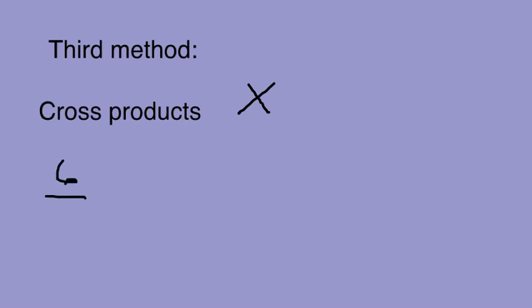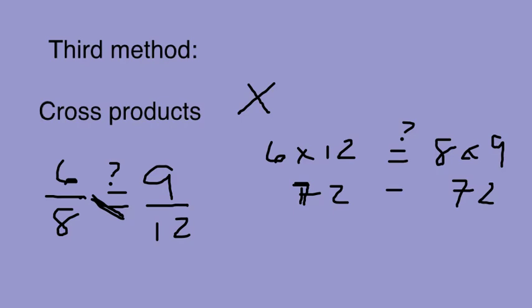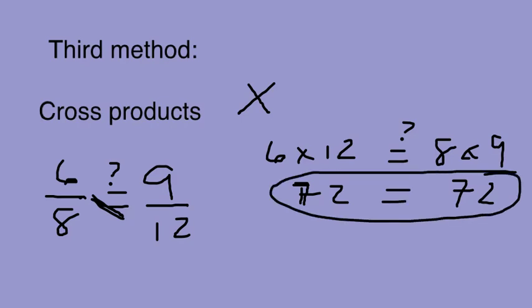We have 6/8, and we want to know if that's equal to 9/12. Well, I'm going to multiply 6 times 12, and I'm going to get 72. So 6 times 12 is 72. And then I'm going to multiply 8 times 9, and it is also equal to 72. So if these two numbers are equal to each other, then yes, you have a proportional set of ratios, or the ratios are proportional.